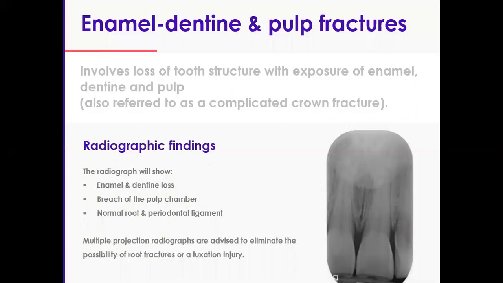Radiographic examination will reveal enamel and dentin loss, and pulp chamber breach, depending on how severe it is. You may or may not be able to see it, but look for it, and also how large the pulp chamber is. But normal root and periapex. Try to get into a habit of a full systematic clinical examination of all teeth and soft tissues, and take multi-angle radiographs of the region just to make sure you're not missing anything.